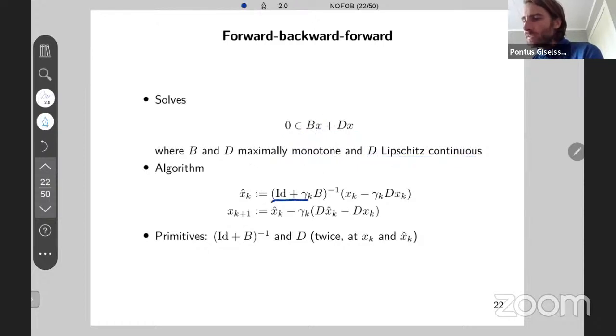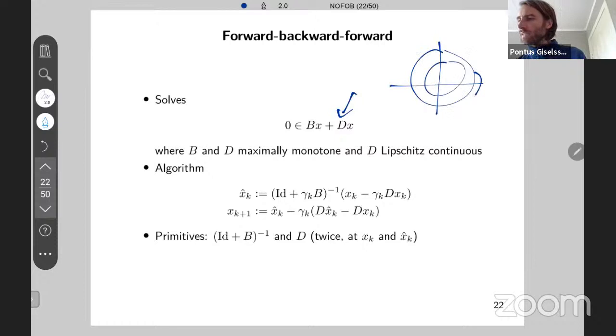The first step is a forward, backward step that we saw before. And then we have an additional step here that we didn't have in forward, backward splitting. And the reason is that D is Lipschitz continuous instead of cocoercive. This is cocoercive, and this is Lipschitz.